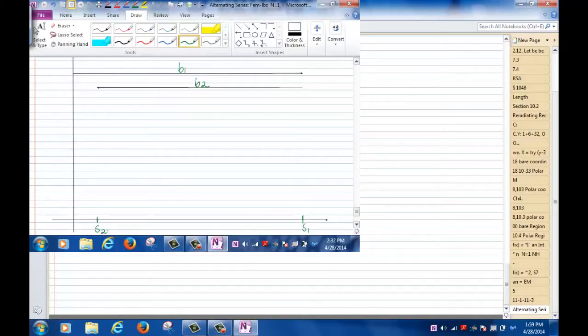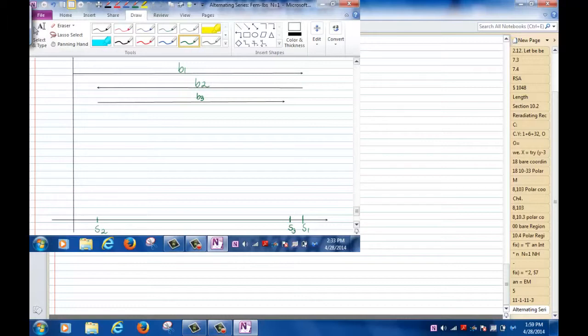Okay, how do I get S3 now? Well, I go back from here. How long do I go? Well, I don't go equal to B2, because B3 is smaller than B2. So I stop somewhere here, and that's my B3. So I'm going to call that my S3. So that's the third partial sum.